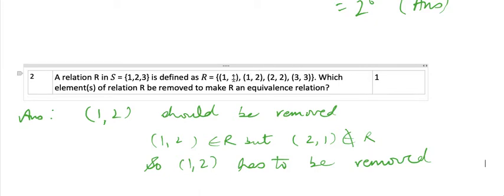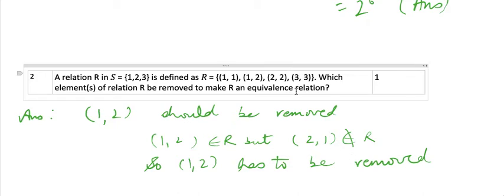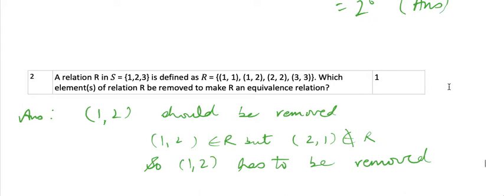Now, if R has elements (1,1), (2,2), (3,3), then it will be reflexive, it will be symmetric, and then it will be transitive. So (1,2) has to be removed because (2,1) is not there, and the given conditions imply transitivity. So it is an equivalence relation only when (1,2) is not there.